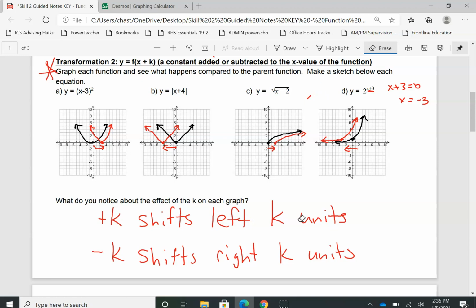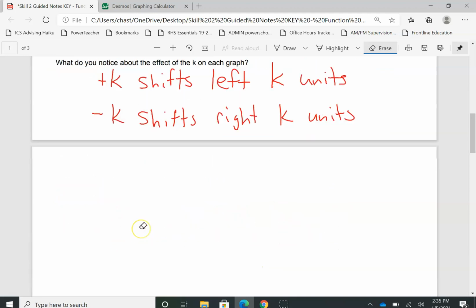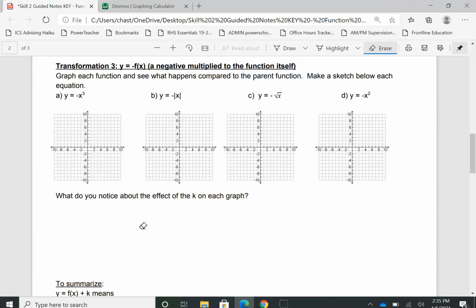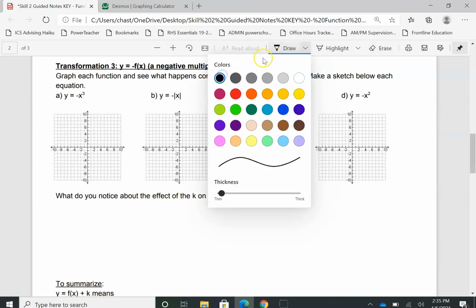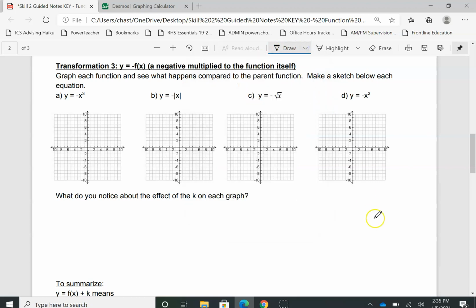Okay, and we will do lots of practice with that. By the time that we have practiced this, you will be at a point where it all comes together for you, okay? All right, the last thing that we're going to look at is what happens when there is a negative multiplied to the function. So I'm going to start by drawing our parent functions. These are different parent functions than what we saw in the last set.